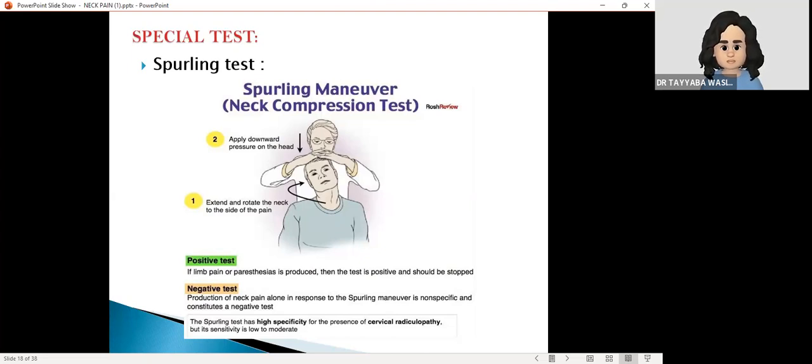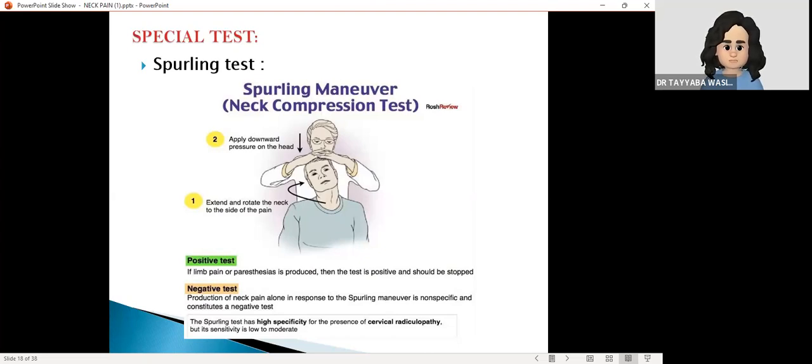How do we do it? Like any other procedure, we first have to take consent from the patient and explain the procedure, and counsel the patient that whenever and wherever they feel pain, they have to let us know. The procedure for this maneuver is that we first apply downward pressure on the neck, then rotate and extend the neck on both sides and see if there is any pain in the trapezius region or in the arm.